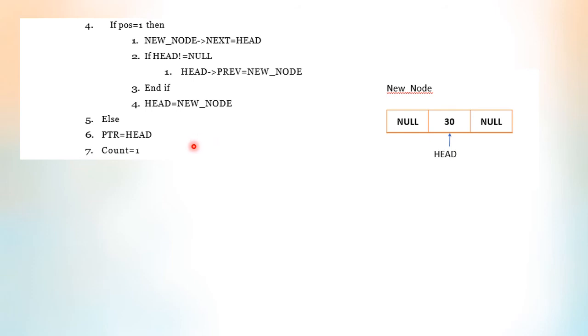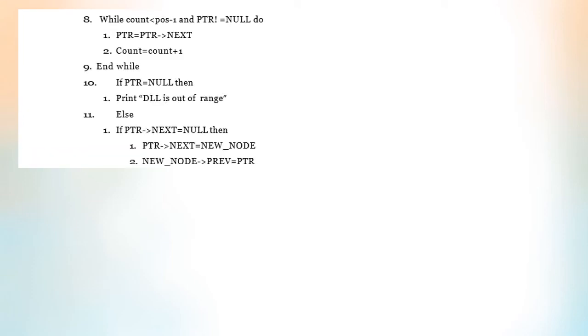Now assume that we have to insert the new node at some other position. For that, you have to count from the first position and find the place where the insertion is to be done. For that, set a pointer variable to head and initialize a count variable to 1. Now traverse through the doubly linked list until we reach the position where the insertion is to be done.